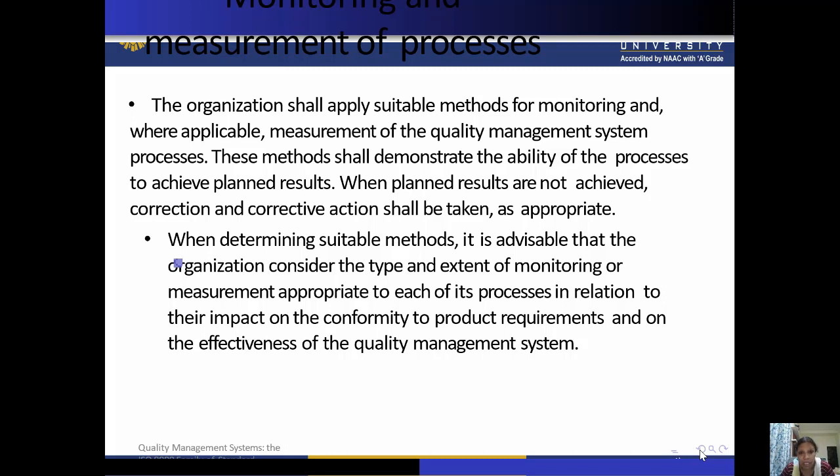When determining suitable methods, it is advisable that the organization consider the type and extent of monitoring and measurement appropriate to each of its processes in relation to their impact on the conformity to product requirements and on the effectiveness of the quality management system.